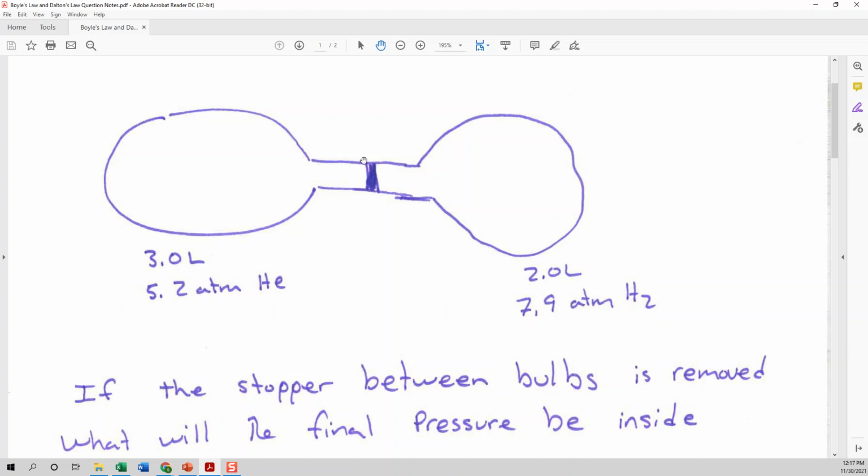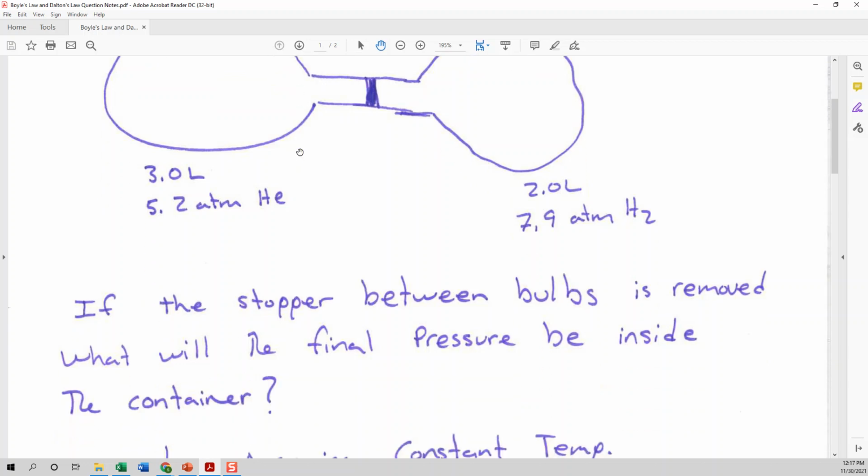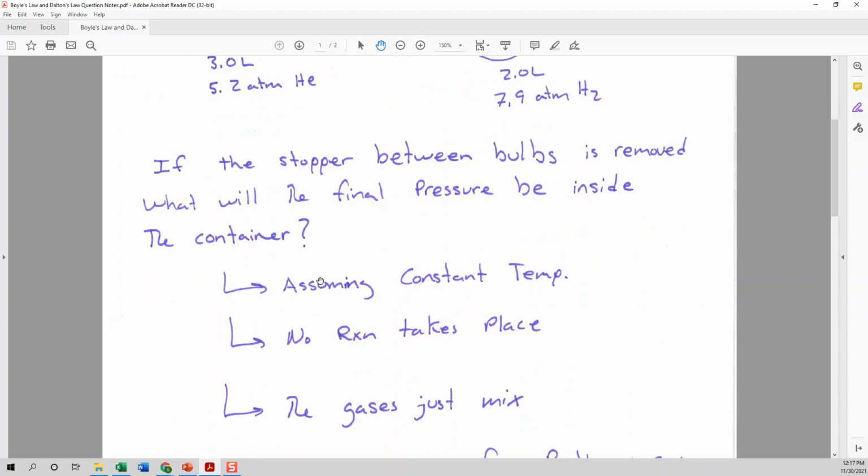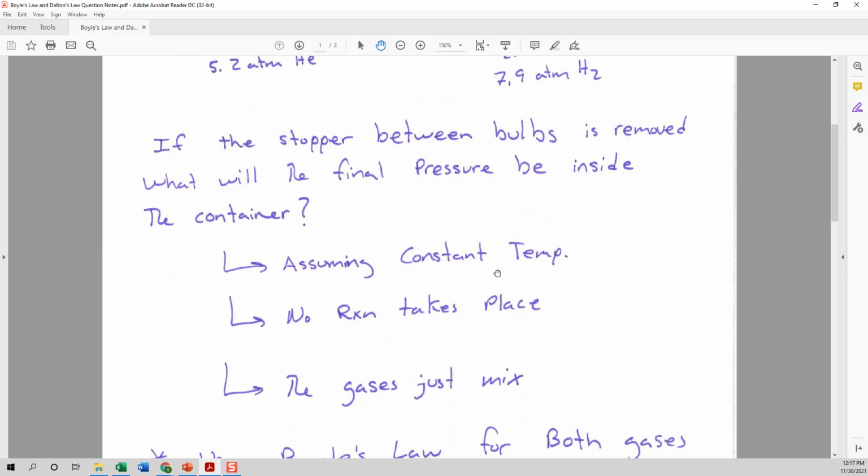And since we're not told anything about the temperature, we can assume that stays the same, and we're not told anything about changing the amount of helium or the amount of hydrogen. That's going to remain the same. So again, the only variables are pressure and volume here, and so we should be thinking Boyle's law to begin with. All right, so if the stopper between the bulbs is removed, what will the final pressure be inside the container? All right, so assuming constant temperature, no reaction takes place, right?